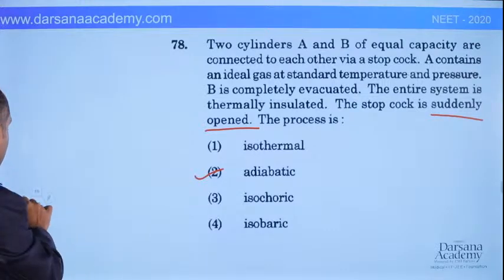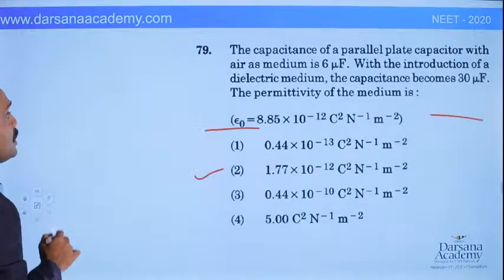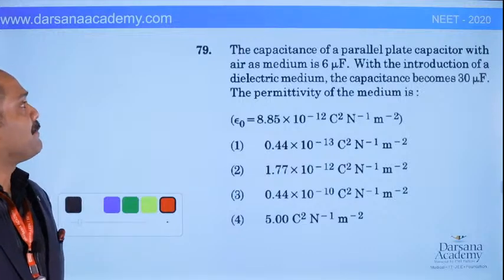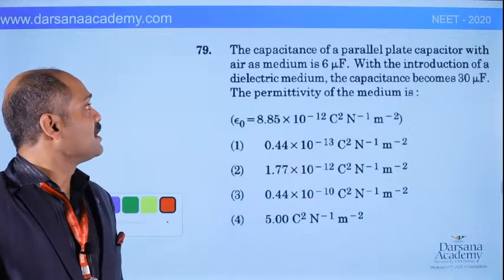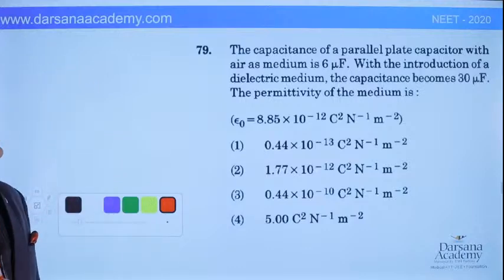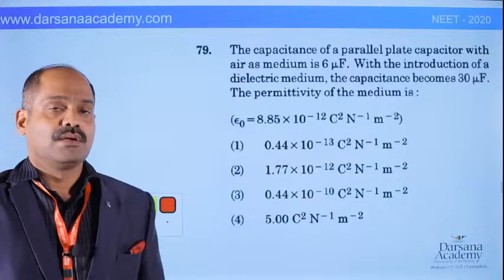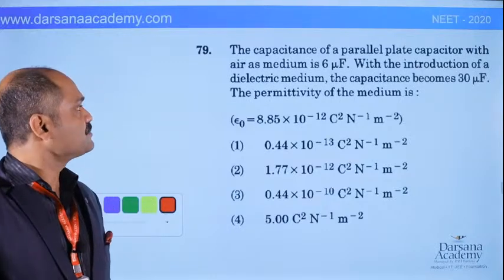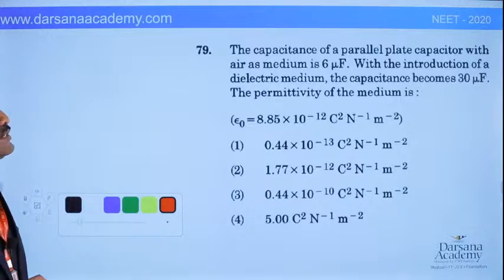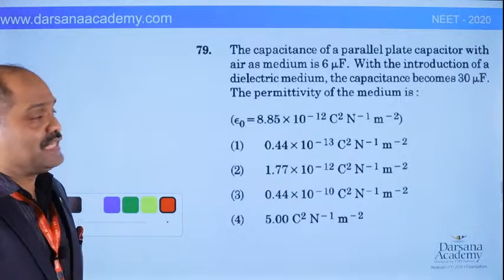Okay, now the next one, look at it. Now we are going to an electrostatics question. The capacitance of a parallel plate capacitor with air as a medium is 6 microfarad. With the introduction of a dielectric medium, the capacitance becomes 30 microfarad. Capacitance has increased. You are asked to find the permittivity of the medium. You are not asked to find the relative permittivity.